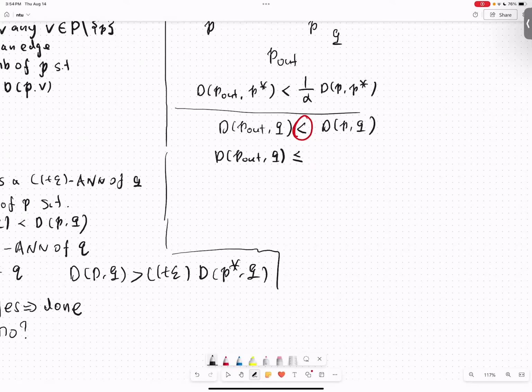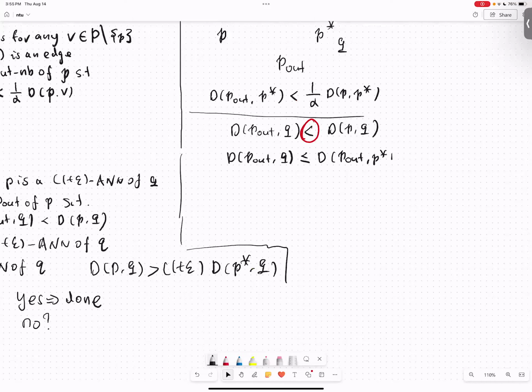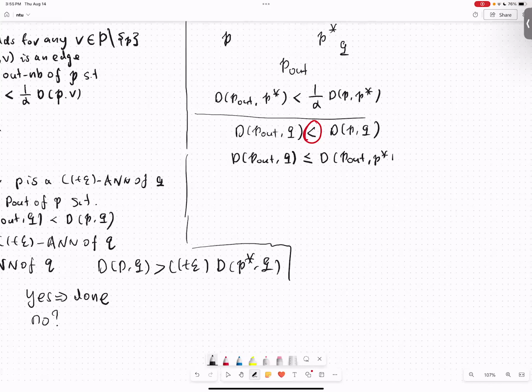So I apply triangle inequality here. Okay, so P out and P star. Oh, I want to see the picture here. Okay, you can see the picture here. So I apply inequality, and I get one step here. Okay, so for this P out and P star, right?